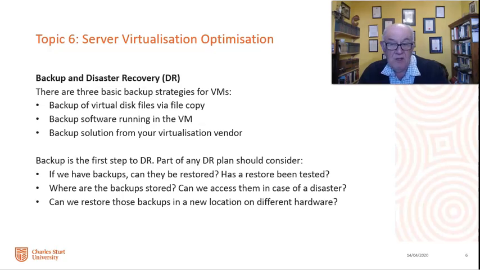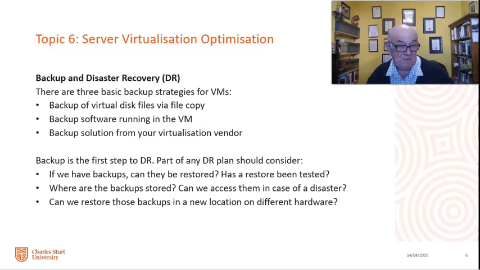And any DR plan should also consider, if we've got some backups, can we restore them? Have we ever tested a restore? It's great having backups there, but if you've never tested a restore to make sure it works, then you never know if it's going to work. Where do we have the backups stored? Can we access them if something goes wrong? If things do go completely pear-shaped and we have a disaster, can we actually access those backup files? Can we restore those backups in a new location on different sets of hardware in case of a disaster? So again, there are lots of questions when you think about this. Some of the things we'll start to discuss in this week's topic.